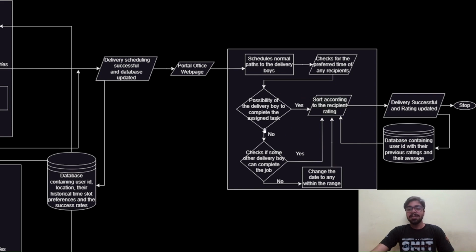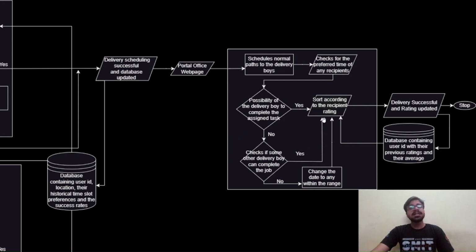Now coming to the other part, if it is not possible for the delivery boy to complete the job, it checks if another delivery boy can complete the delivery, provided it is within the threshold of 3 kilometers maximum for that particular delivery boy who is giving the delivery.